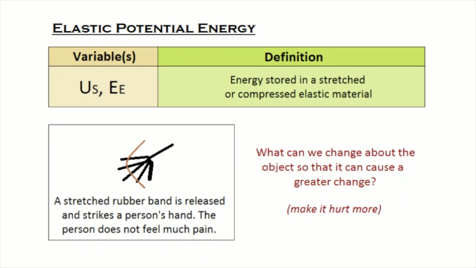When we release the rubber band, it can convert its elastic potential energy into a change, and maybe the change we want to cause is how badly this person's hand hurts or leaves a red mark when the rubber band strikes it. All right, we release the rubber band, it hits the hand, it didn't hurt that bad. What can we do differently to cause a greater change and make it hurt more?